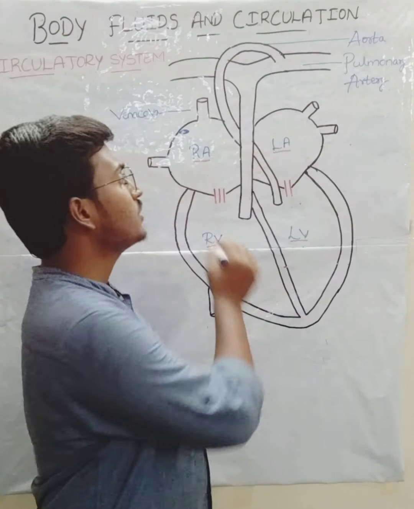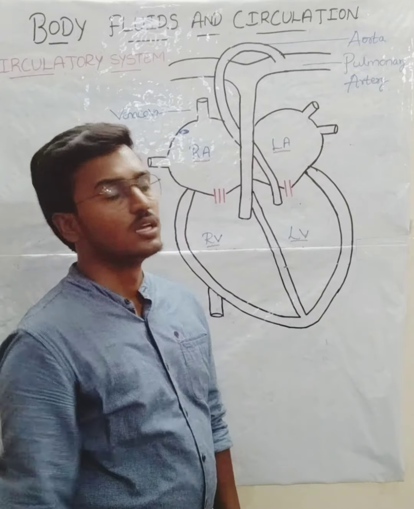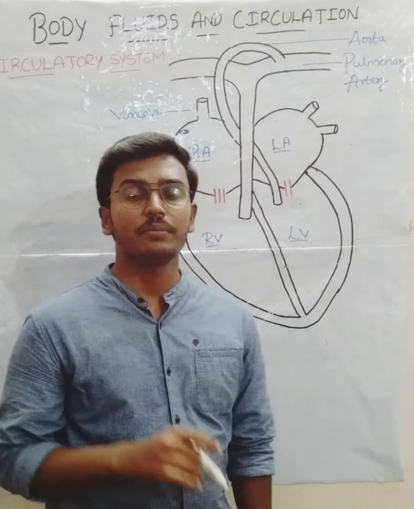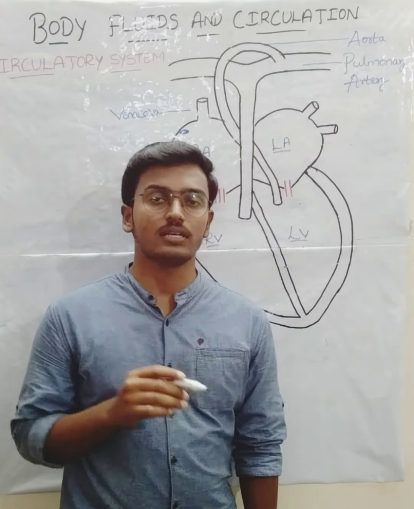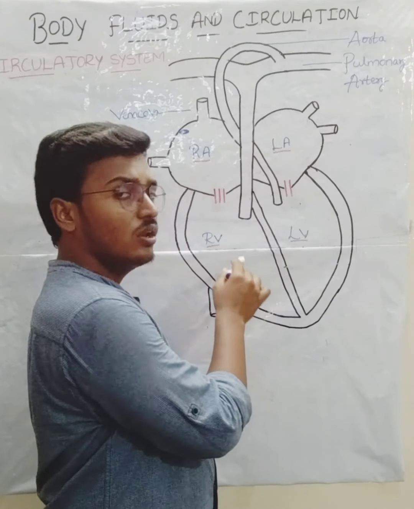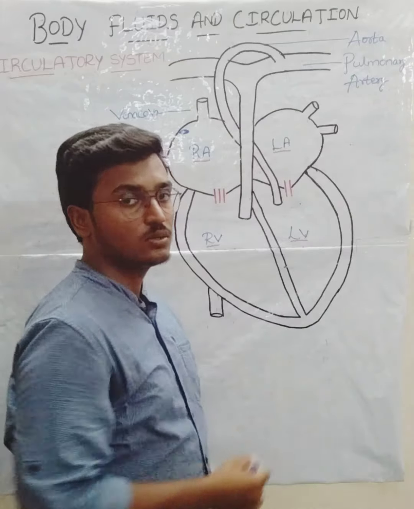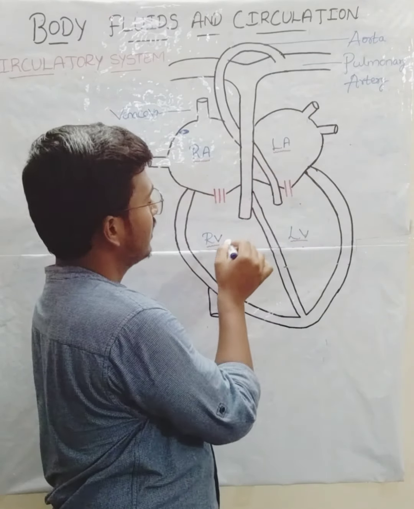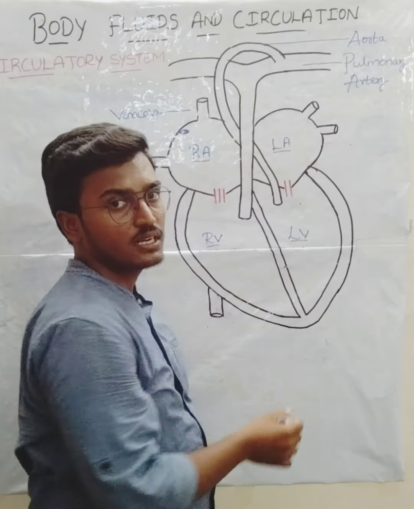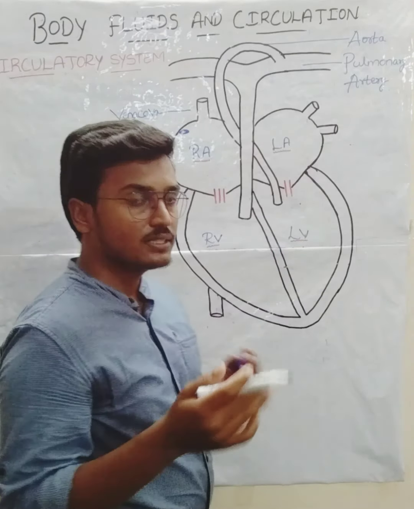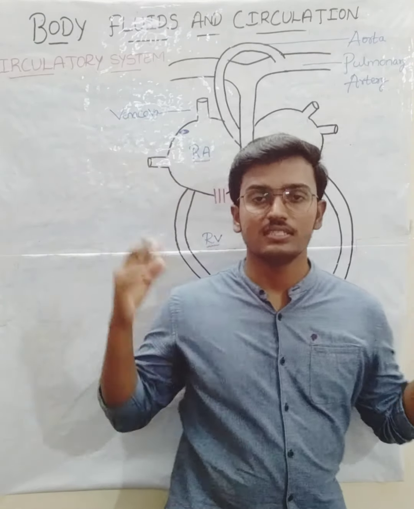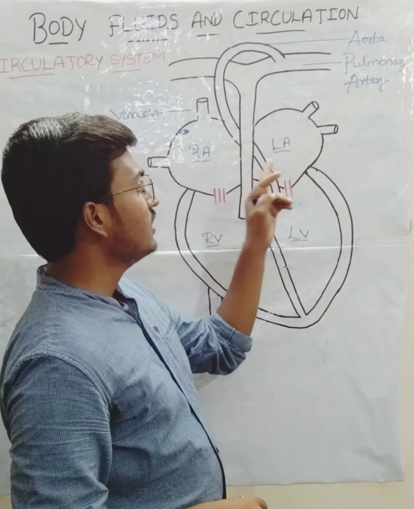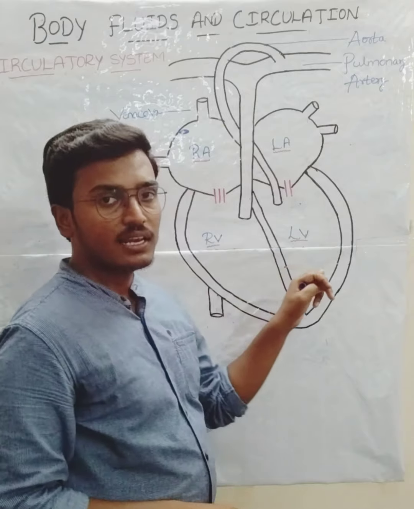So the upper two chambers and the lower two chambers. The upper two chambers are called auricles or atria. Atrium is formally called an auricle. The lower two chambers are the ventricles. These are the right atrium and the left atrium, the right ventricle and the left ventricle. You can view this is the left side and this is the right side of me. So right auricle, left auricle, right ventricle and left ventricle.